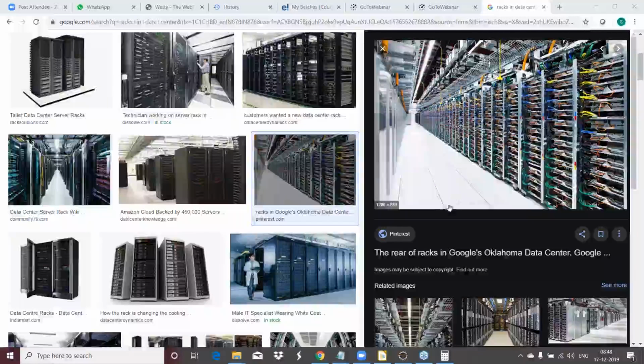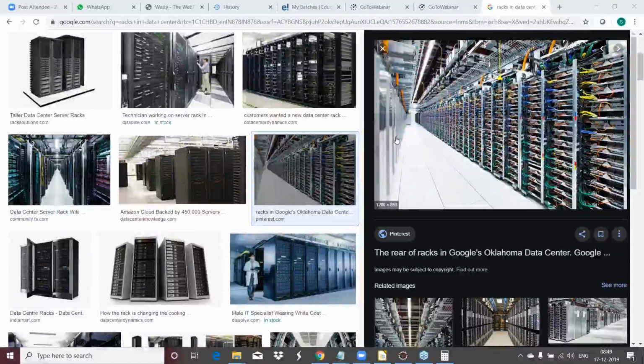And this is the walking passage. The same arrangement is here. So this is how a typical data center is going to look like. You will be completely surrounded by servers and only these servers.